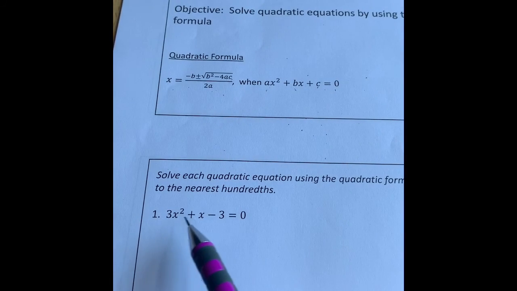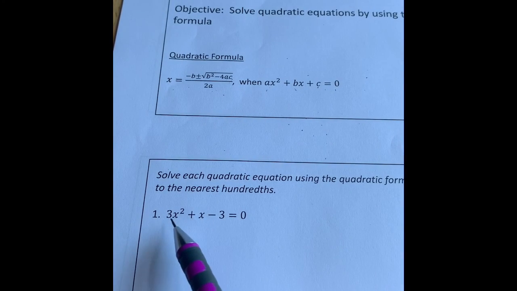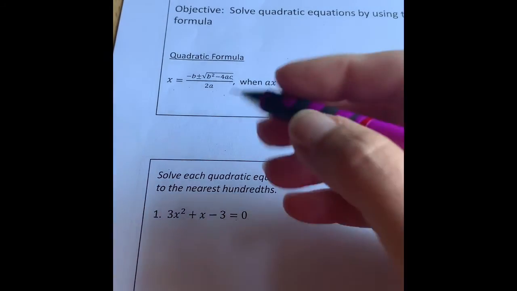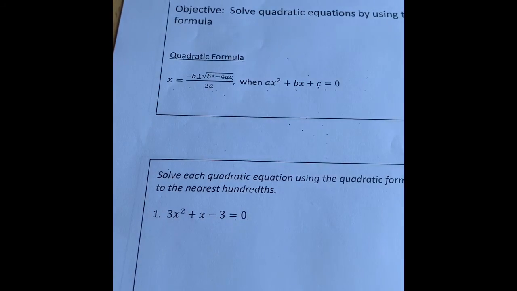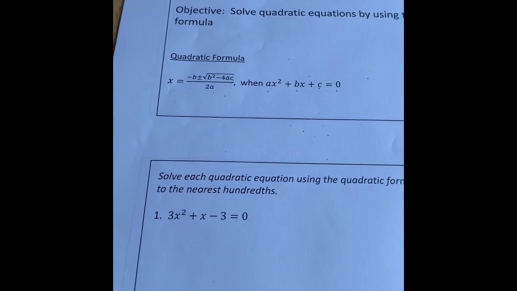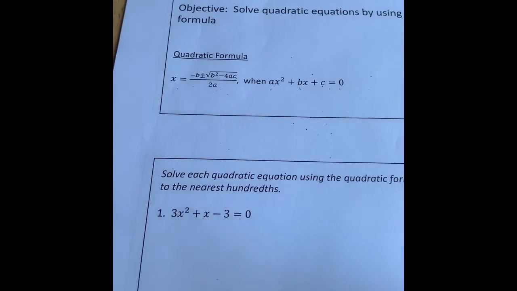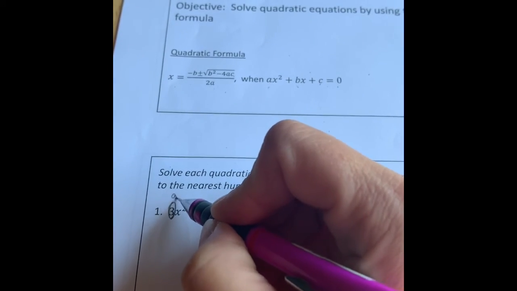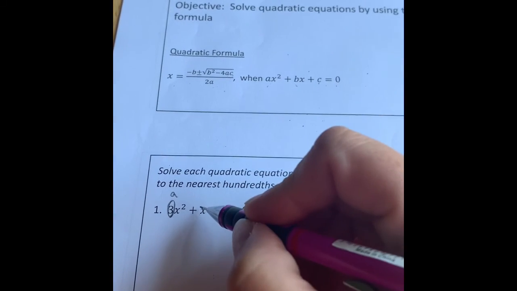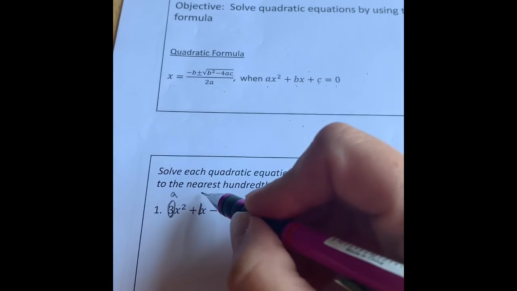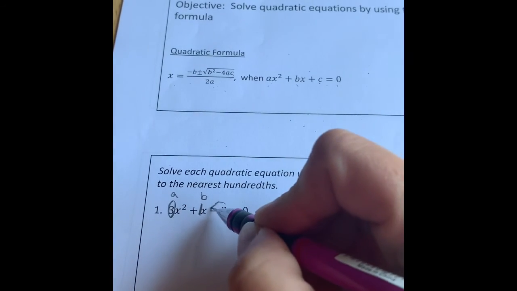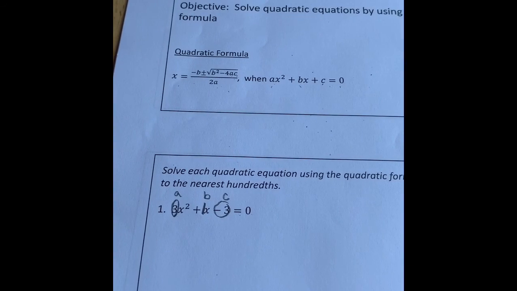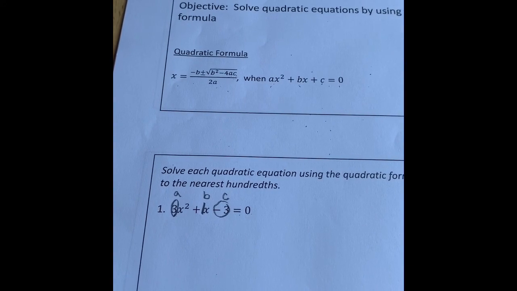So notice on example 1, it is in standard form. You have your A, your B, your C. It is set equal to 0. So I'm just going to circle the different numbers, label them A, B, and C so that they're easier to then pull and put into the formula. So this 3 right here, that's our A. No number meaning 1, that's our B. And then this -3 right here is our C. So A is 3, B is 1, C is -3.